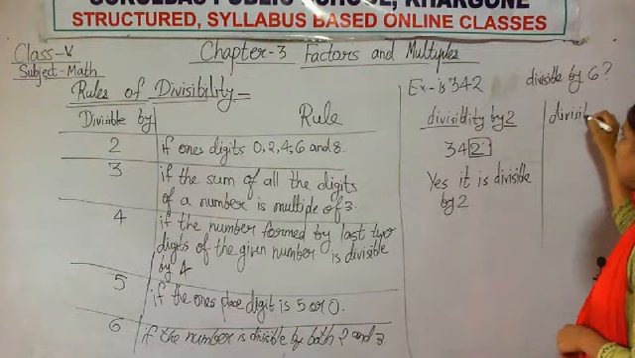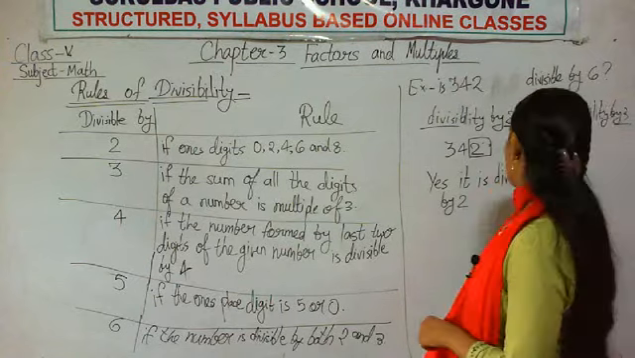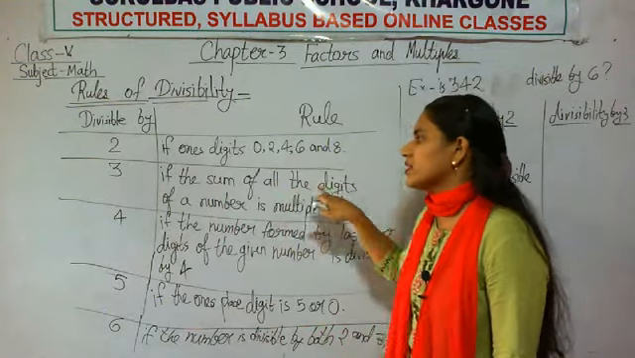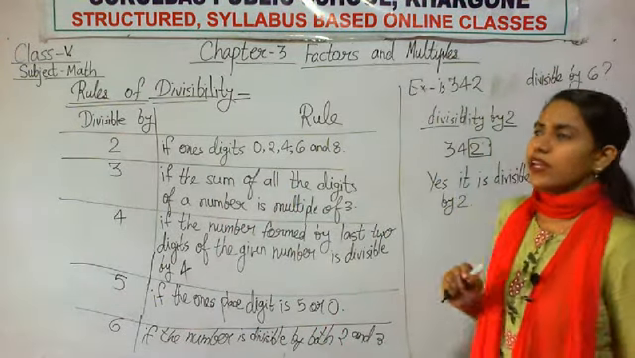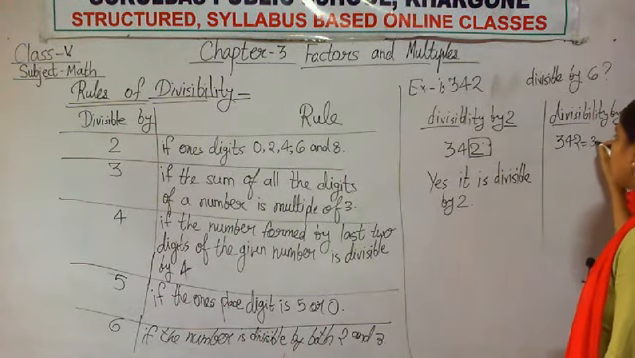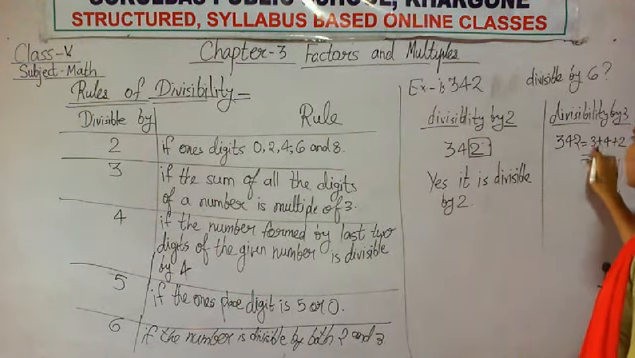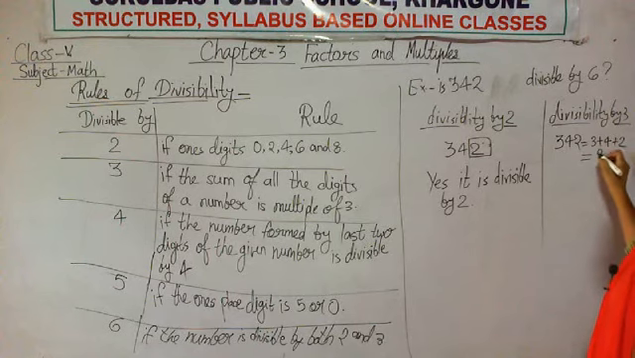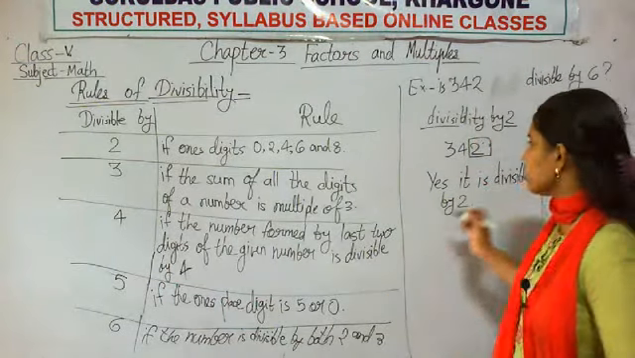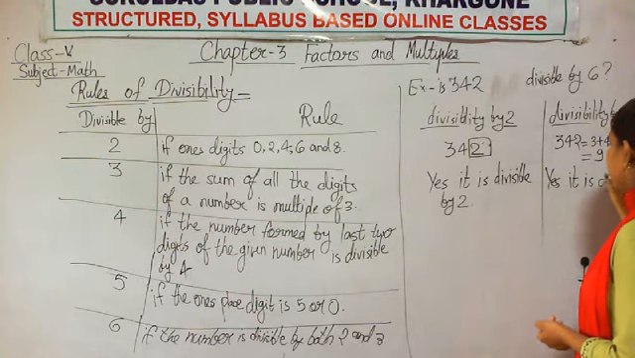So let's check the divisibility by 3. What is the rule for divisibility by 3? It is that the sum of all the digits of the number is a multiple of 3. Our number is 342. We have to find the sum of all the digits: 3 plus 4 is 7, and 7 plus 2 is 9, and 9 is a multiple of 3. So yes, 342 is divisible by 3 also.